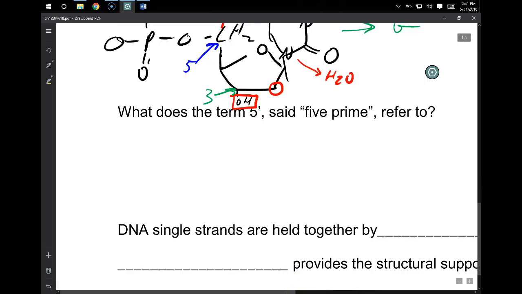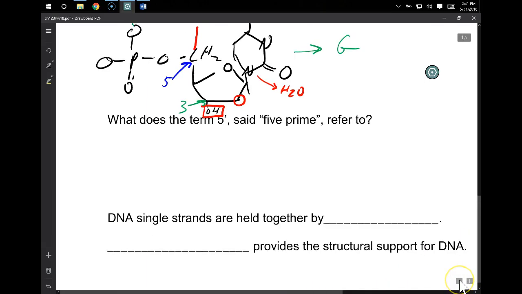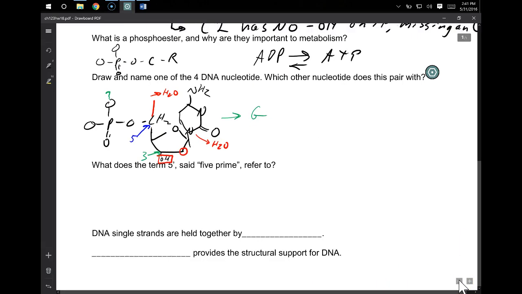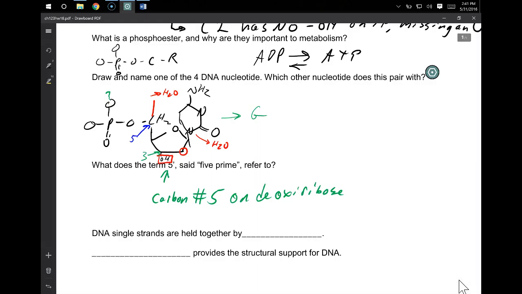So the 5 prime, what's that referring to? Actually, it's not ribose. And when we're talking about DNA, we usually consider that to be the top of the leading edge of DNA.